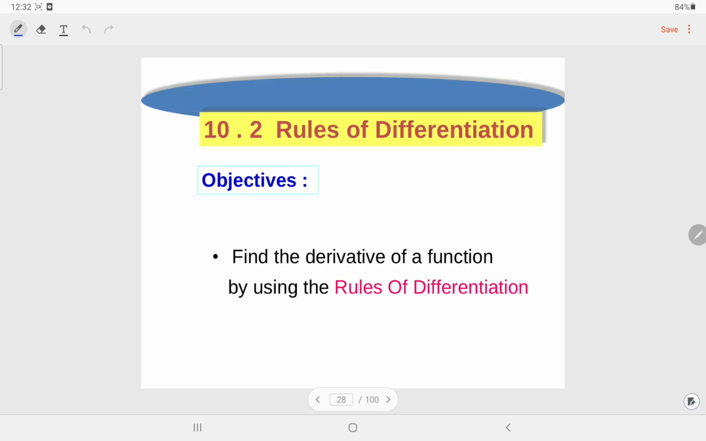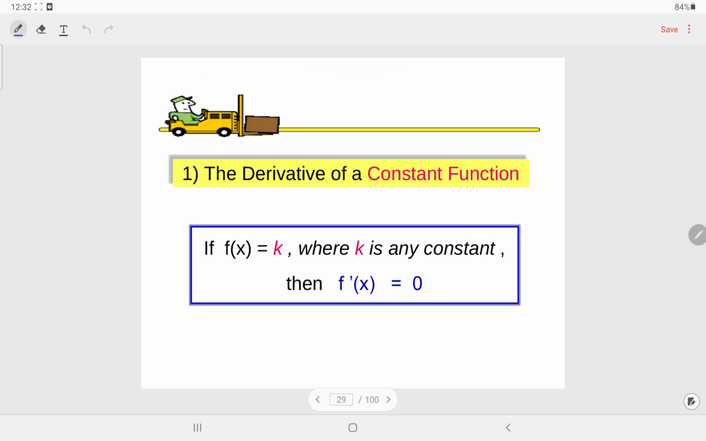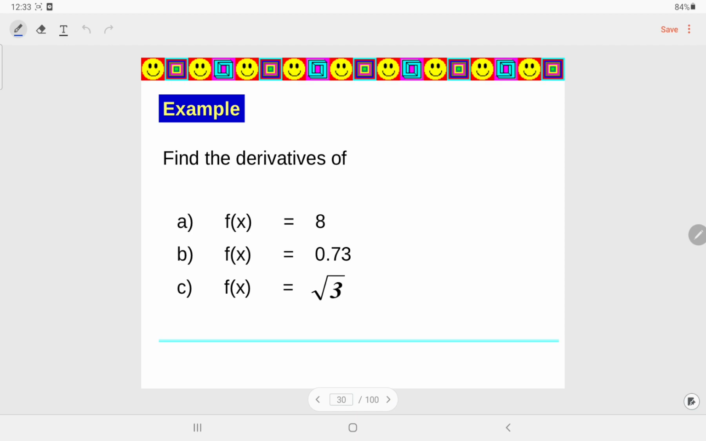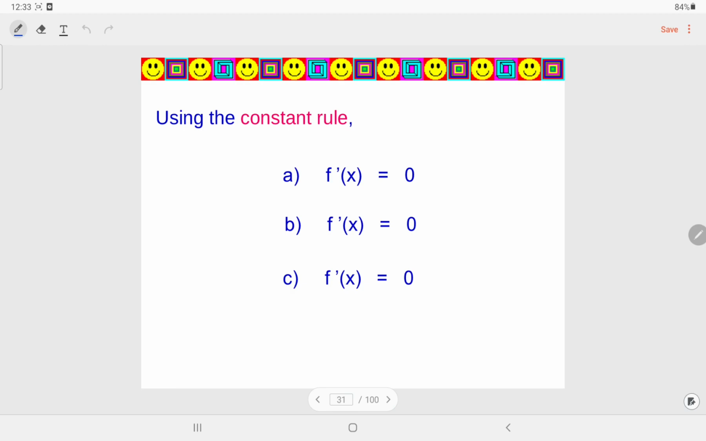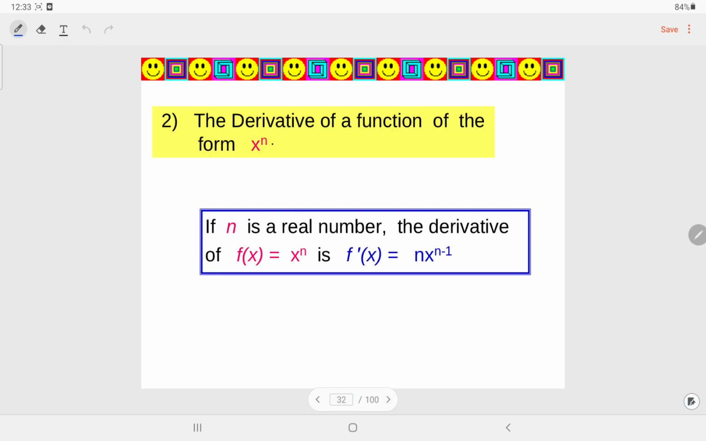Okay, now we proceed to rules of differentiation. The objective of this subtopic is to find the derivative of a function by using the rules of differentiation. The derivative of a constant function: if f(x) equal to k, where k is any constant, then f prime x equal to 0. So when we differentiate any constant, we get 0. For example, this one, 8, 0.73, square root of 3 is a constant, so we differentiate using the constant rule, we get 0.